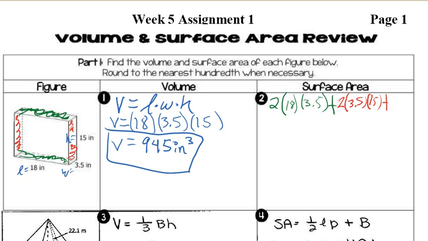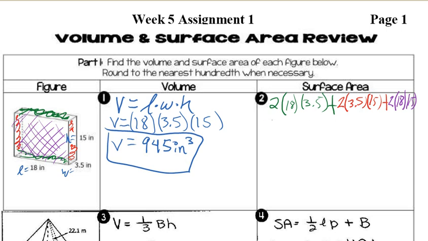And then let's do purple. So now I'm going to do the front and the back. So there's 2 of these, right? There's 2 of these. Let me cross hatch them. The front and my back, so 18 and 15. So it's going to be 2 times 18 times 15. And that is going to be my surface area. So now let's multiply them all out.